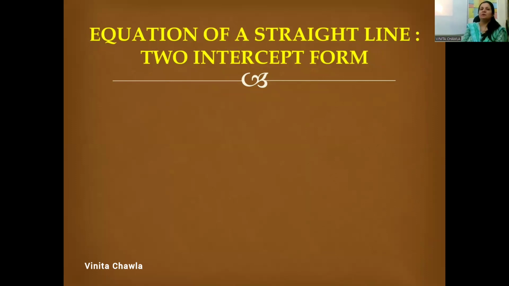Now we will write the equation of a straight line in two intercept form. Two intercept form means we have both the x and y intercept this time. We have a line and it crosses both the x and y axis. So where the line cuts the x axis, that coordinate of x is called x intercept. And where the line cuts the y axis, that coordinate of y is called y intercept.